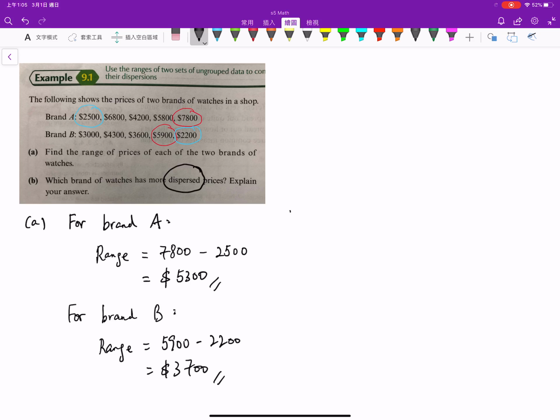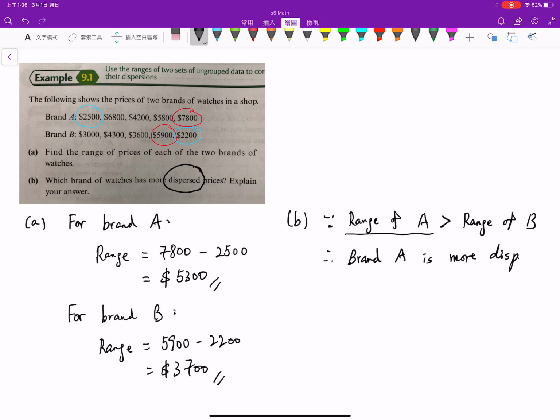So here you can just simply write, because the range of A is greater than the range of B, brand A is more dispersed. So every time we just simply compare the range. You get the larger one, it will be more dispersed.